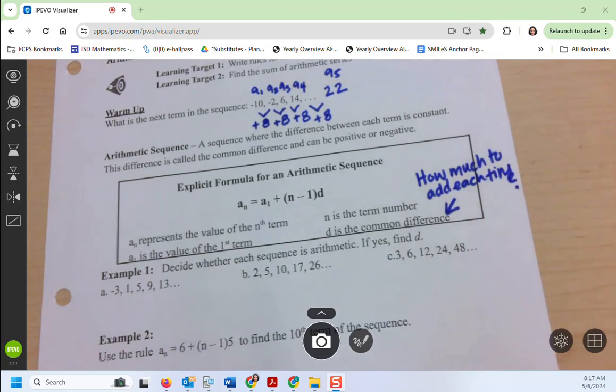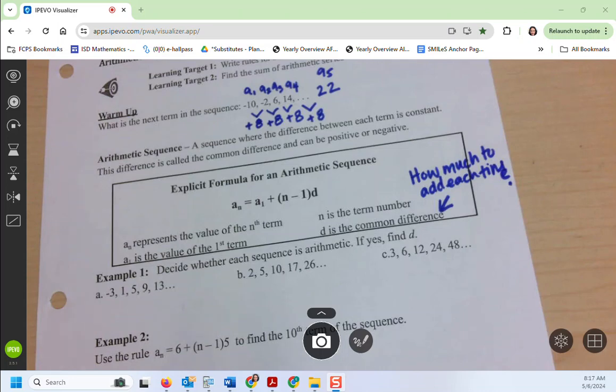Okay, that was hard. That's supposed to say time at the end. Sometimes it's a subtracting pattern, and that's okay because you're just adding a negative number. So if the numbers are going down, just think of your d as a negative number.